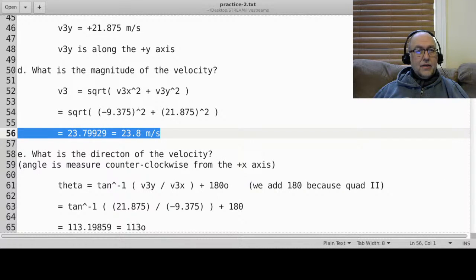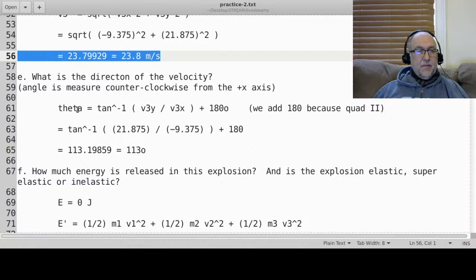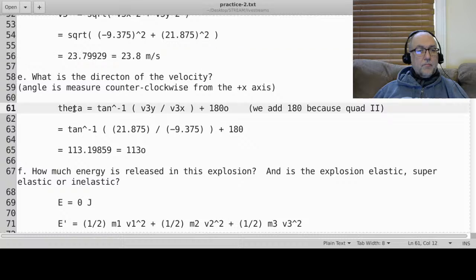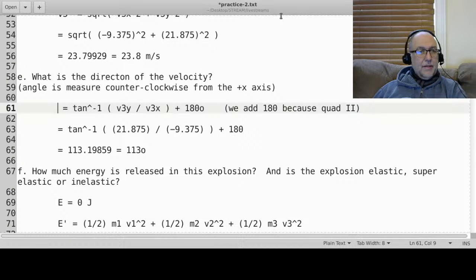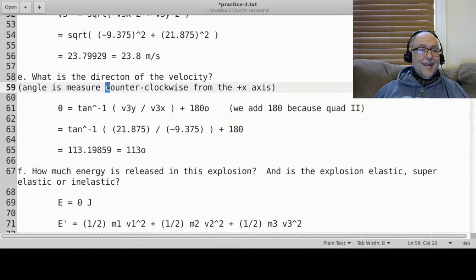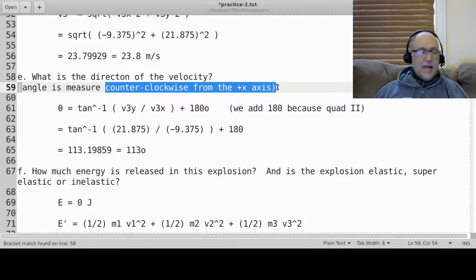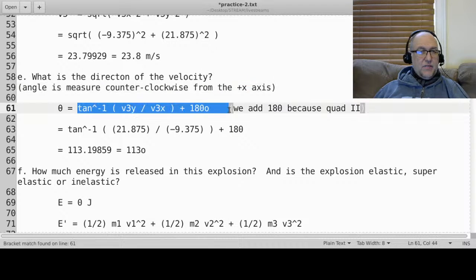And finally, what's the direction? And the direction here is given by, you know what? I'm going to get rid of that ugly theta there. Let me just cut and paste. I have my word processor up. Put in the proper symbol there. There we go. Theta, if you remember, measured counterclockwise from the plus x-axis, is given by this formula right here.